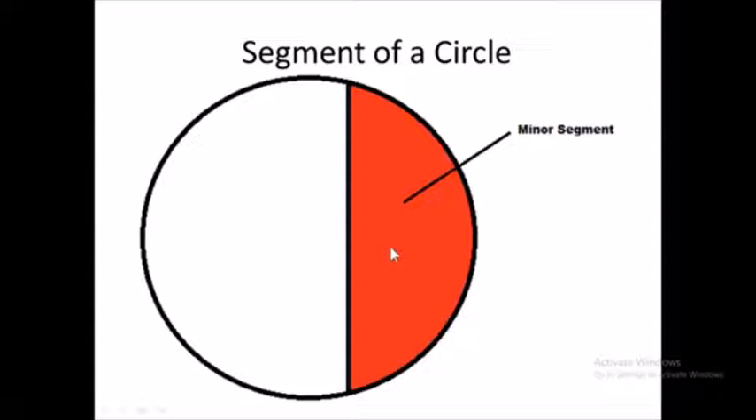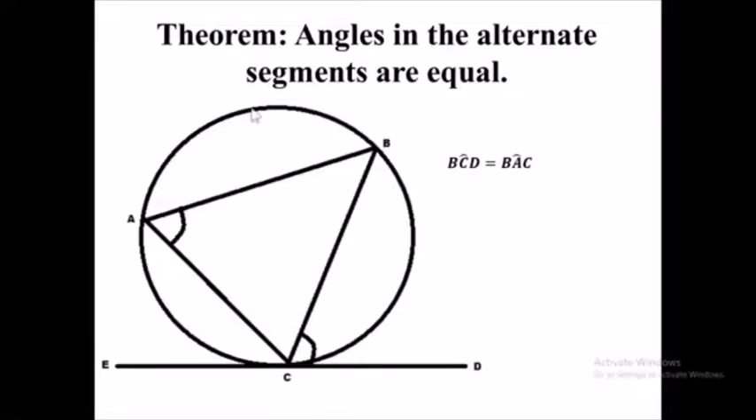So having known what a segment is, that will help us to talk about the next theorem. The theorem is talking about the angles in the alternate segment are equal. Angles in alternate segment are equal. Now, if you look at this line here, this line is ECBD. We talked about this line in the last theorem, we proved that this line is a tangent because it's touching the circumference of the circle at this point. So that means line ECD, line ED, is a tangent to this circle at point C here.